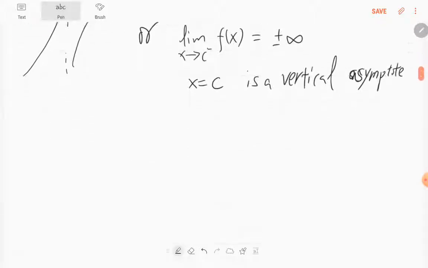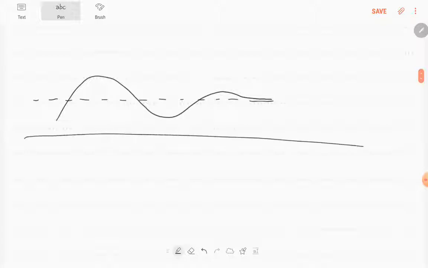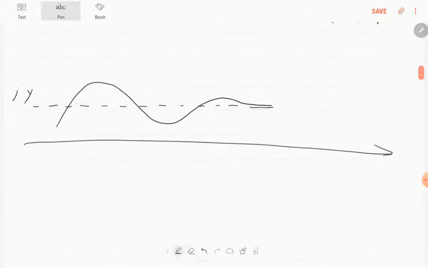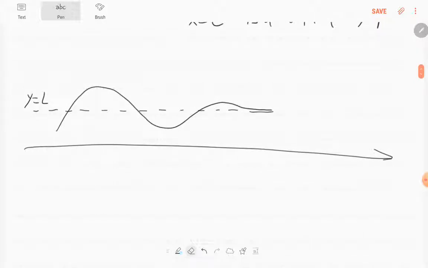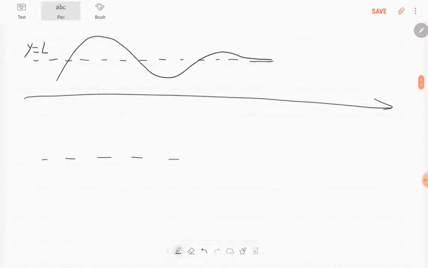Okay, so now we want to look at the horizontal asymptote. So this is a horizontal asymptote for a curve. We have a curve, right? When x is increasing to infinity, if the curve is very close to this horizontal dashed line, then this dashed line, which we denote by y equals L, is the horizontal asymptote. Similarly for the other side, if you have this one, okay?